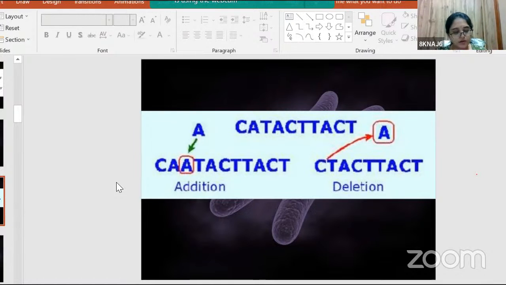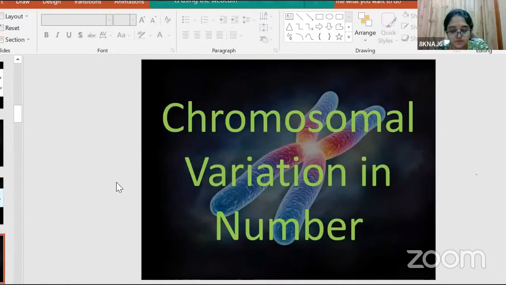So this is about the different kinds of mutations that are present. From the effect of the mutation on the gene product onwards, we will do this in the next class. All right.